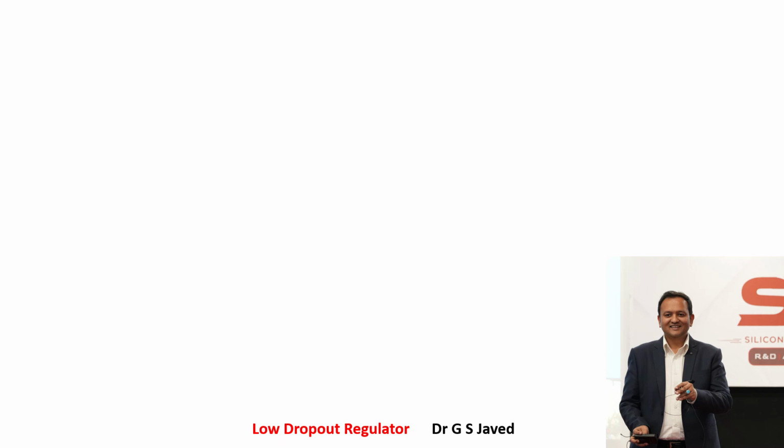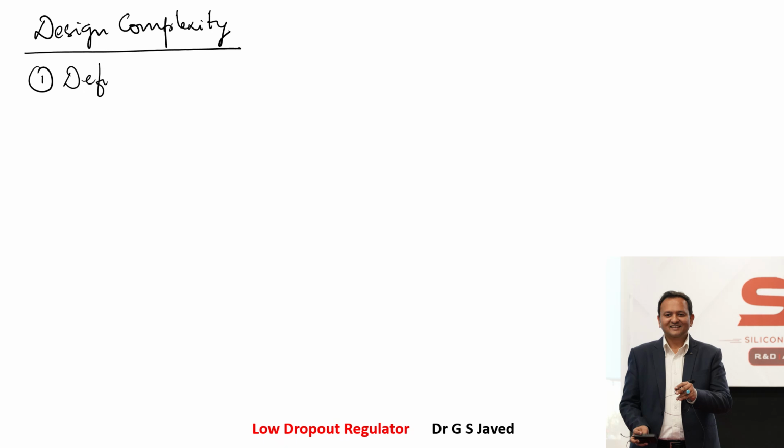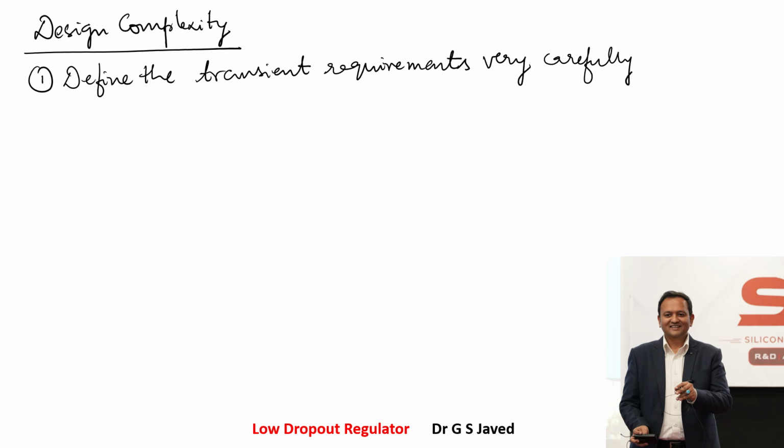Okay, let's look at the second challenge that you spoke about, design complexity. Now here, this particular circuit will have a lot of design complexity for at least four reasons. So the first one is you need to define the transient requirements very carefully. You cannot have really large transient requirements in this, and this is suitable for small values. A large transient current will not be sufficient. Second, it requires a more complex frequency compensation.